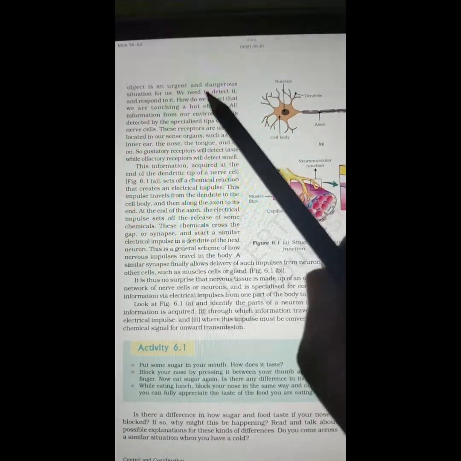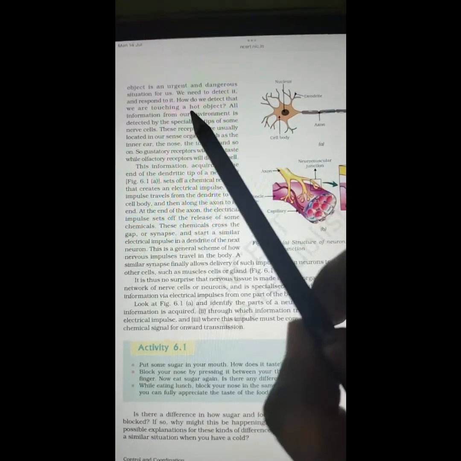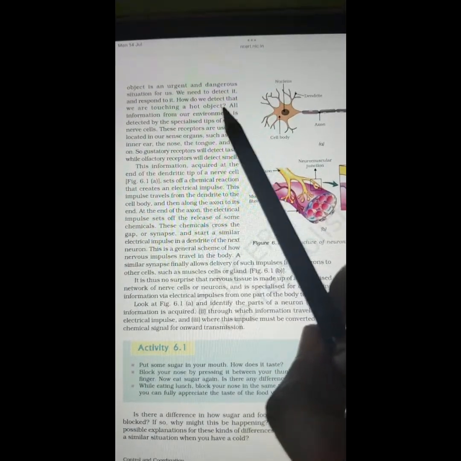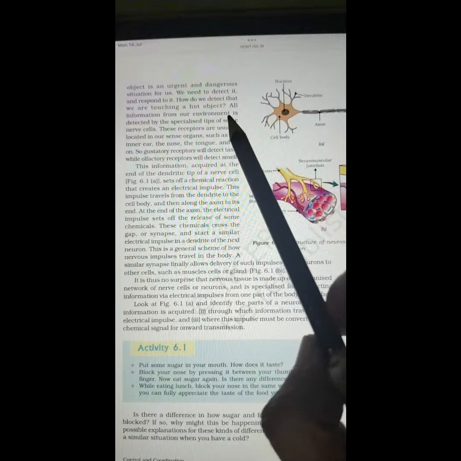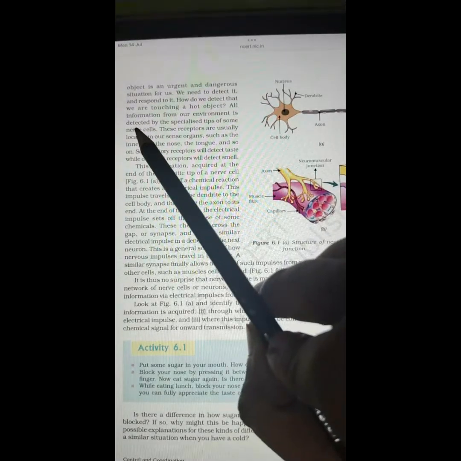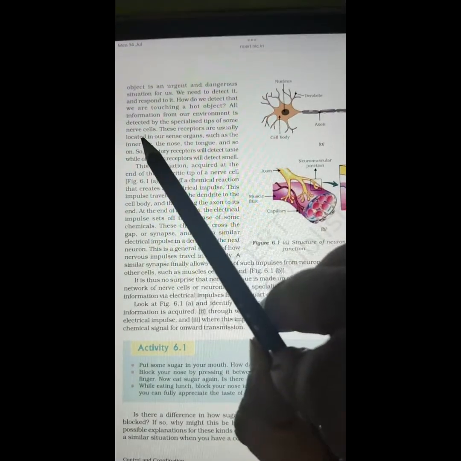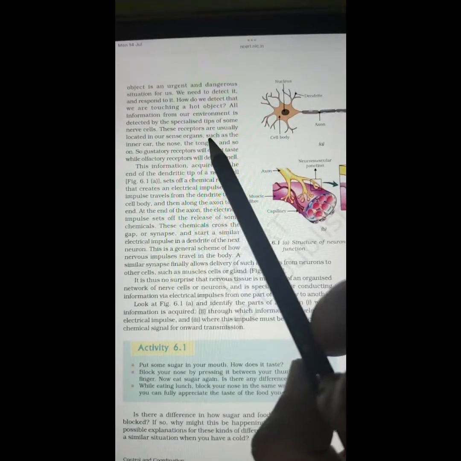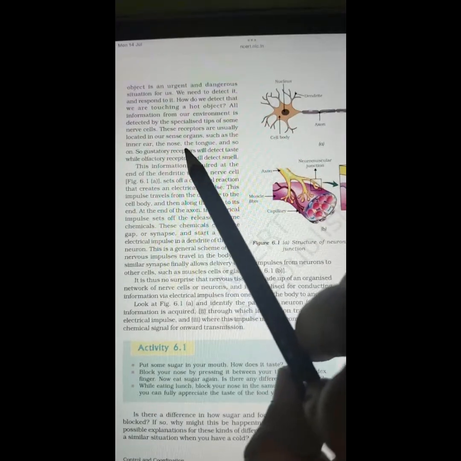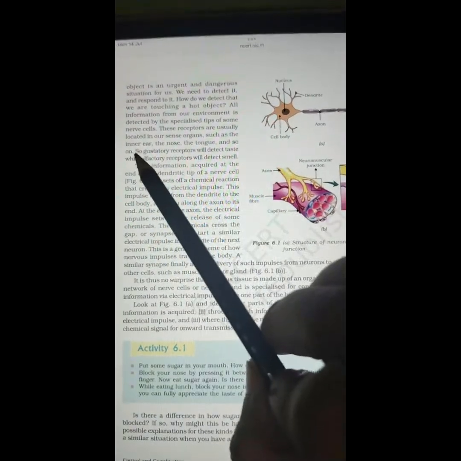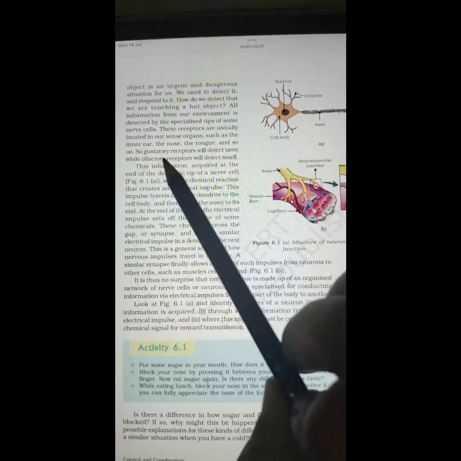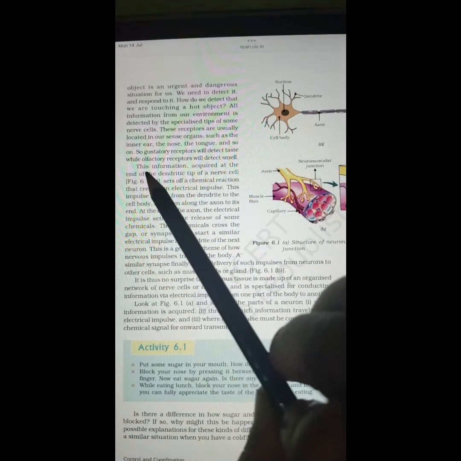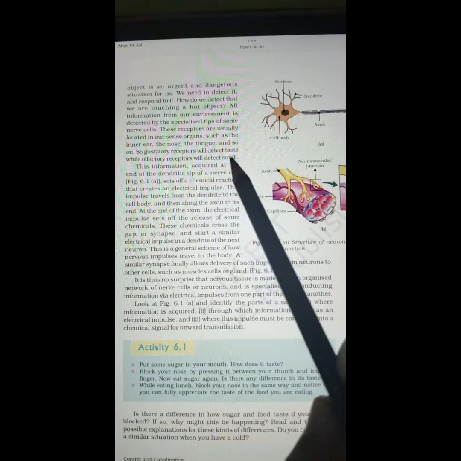Touching a hot object is an urgent and dangerous situation for us. We need to detect it and respond to it. How do we detect that we are touching a hot object? All information from our environment is detected by the specialized tips of some nerve cells. These receptors are usually located in our sense organs, such as the inner ear, the nose, the tongue, and so on. So, gustatory receptors will detect taste, while olfactory receptors will detect smell.